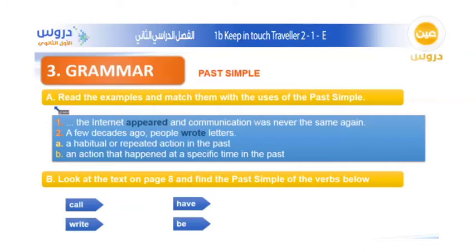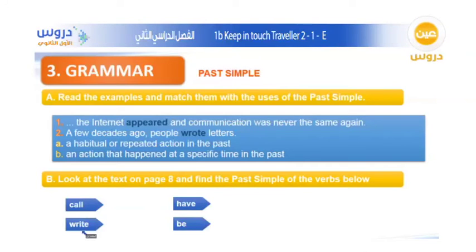Okay, yes. Called, had, wrote, was, were. Excellent, Ala. Wonderful. So we have here regular verbs and we have irregular verbs. Regular verbs, you just add ed. Is that right or no? Just add what? Ed for the verb. For example, here, call, you add what? Okay, you add just ed, called.